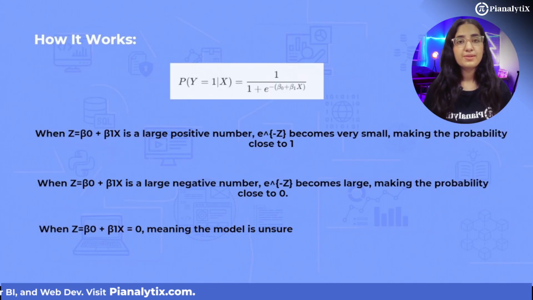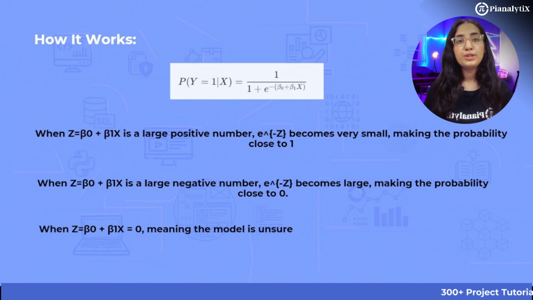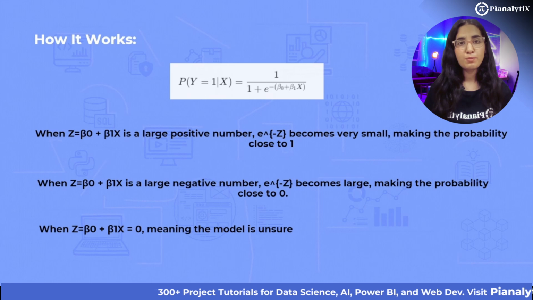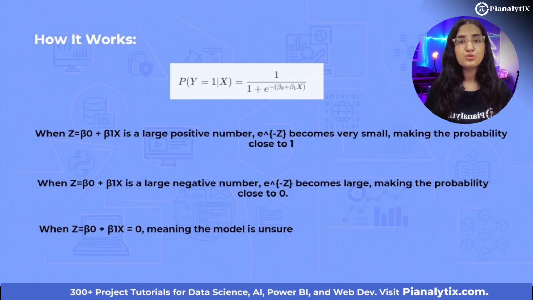How it works? When z = b0 + b1x is a large positive number, e to the power minus z becomes very small, making the probability close to 1. When z = b0 + b1x is a large negative number, e to the power minus z becomes large, making the probability close to 0.